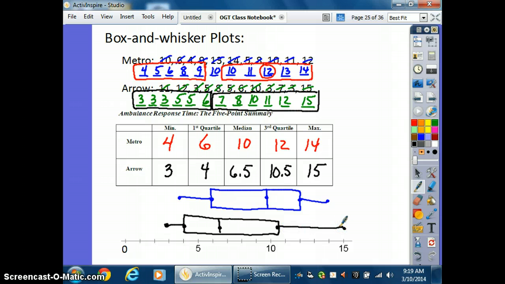All right, and then if we compare them, which company would you rather call if you wanted to get fast service? You would want to call Arrow. Why? Because see how almost 75% of the calls the ambulance has reached the victim, where only 50% have been reached at that time. So Arrow is the better service. Call Arrow.